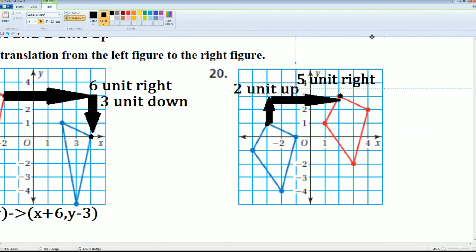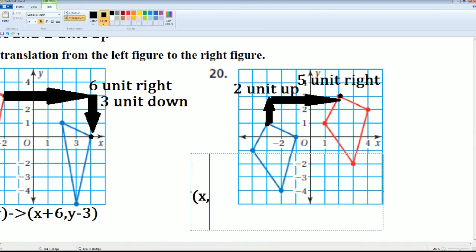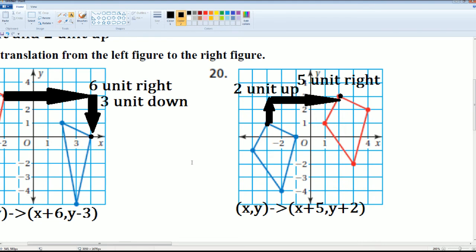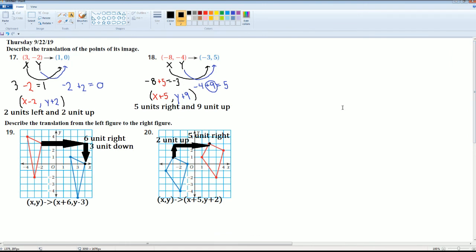Good. We could even write that in our general equation. So it's x, y, arrow. Now we write the rule. What happens to the x? It is 5 units right because the x controls the left and the right. So it's x plus 5. 2 units up is controlling y. Up is positive, so that's plus 2. There you go. That would be your general equation. Let me just put this into frame so you can see it. That is your homework solution for Thursday, August the 22nd for week 3.